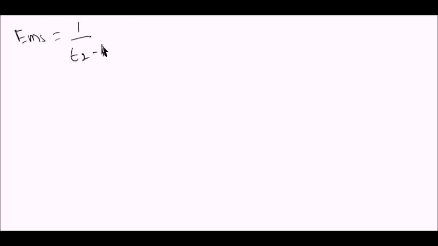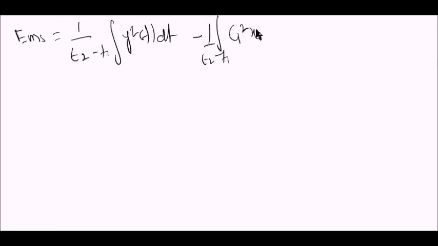So now the mean square error equals 1 by t2 minus t1 integral y square of t dt minus integral 1 by t2 minus t1 ci square xi square of t dt.